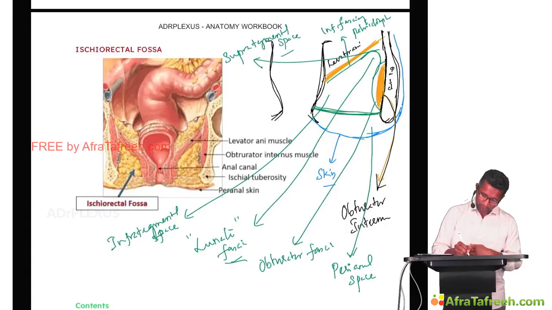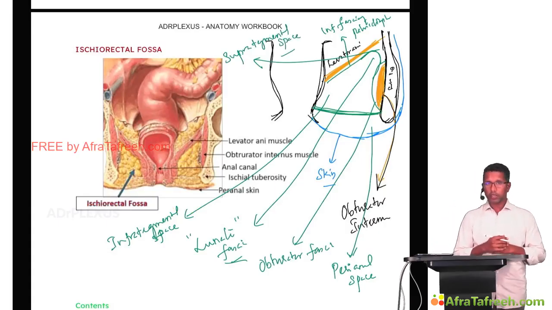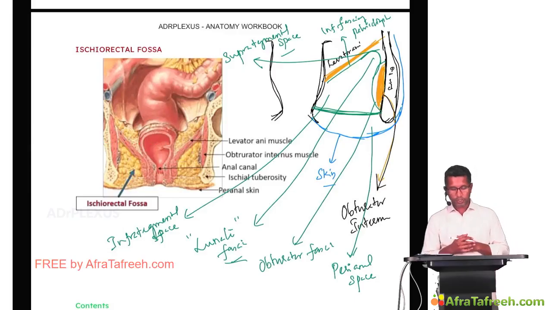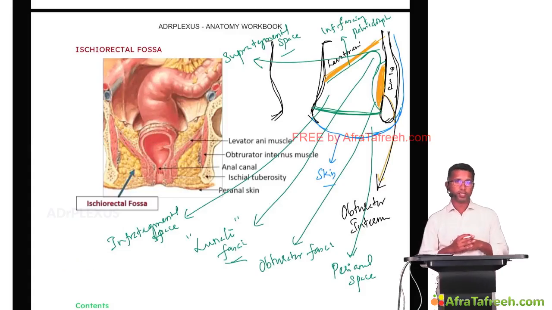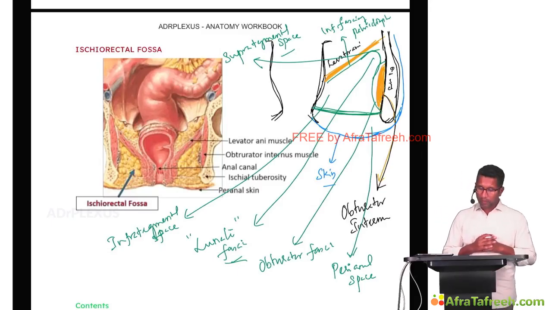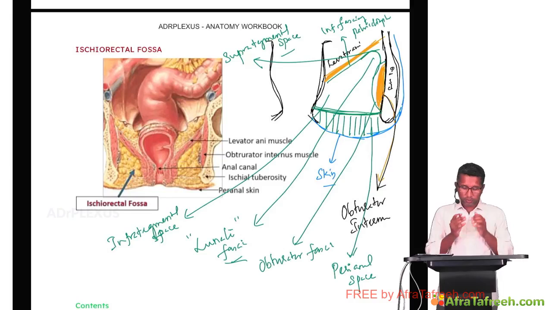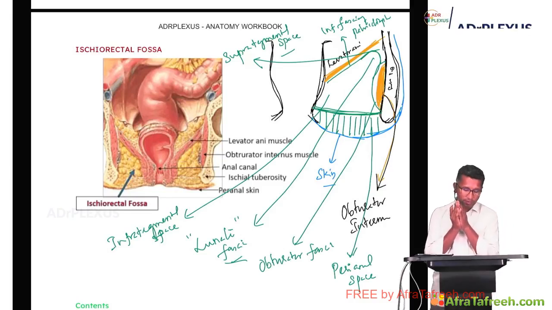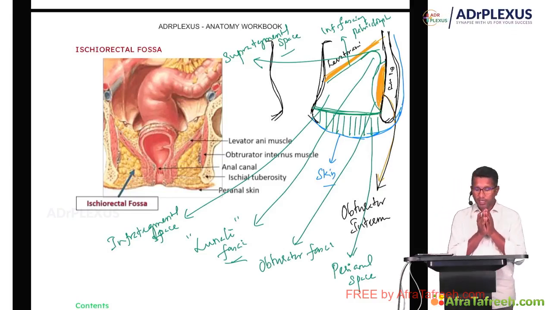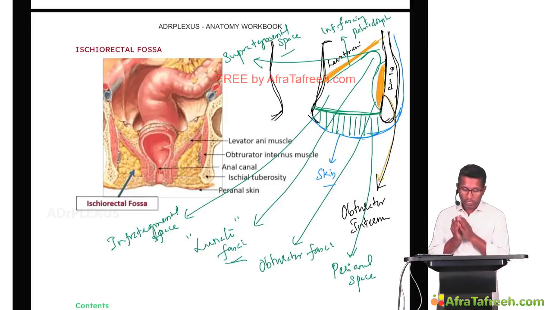So these are all the divisions of the ischioanal fossae. The ischioanal fossa is divided into suprategmental space, infrategmental space and perianal space. And what happens in the perianal space? This perianal space is divided into small loculae by means of this septum. There are fibrous bands which run from the septum to the skin, dividing the perianal space into small areas.